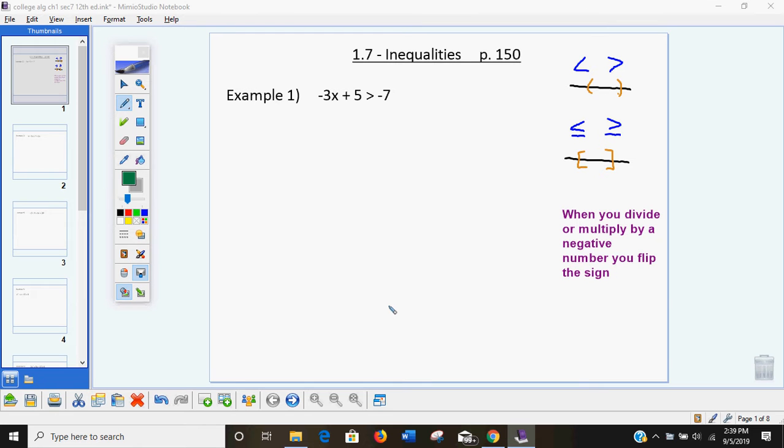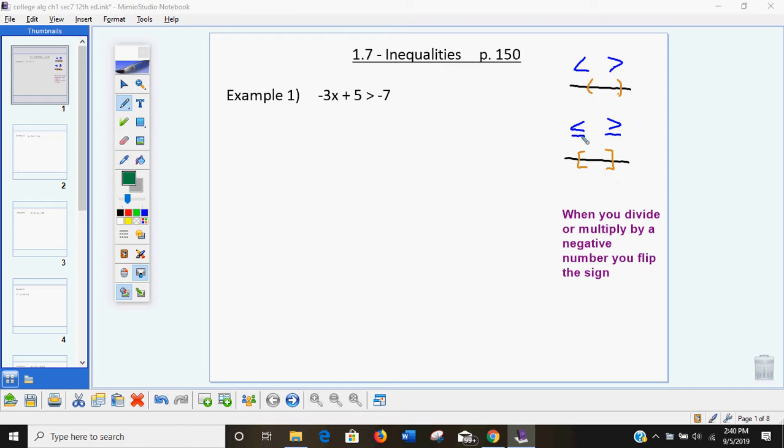Okay, let's look at section 7, which is about inequalities. Now, first of all, they expect you to remember a couple of things, so let's refresh your memory. Over here on the right, if you have less than or greater than, when you go to graph those, we use parentheses on the graph. If you have less than or equal to or greater than or equal to, we use brackets.